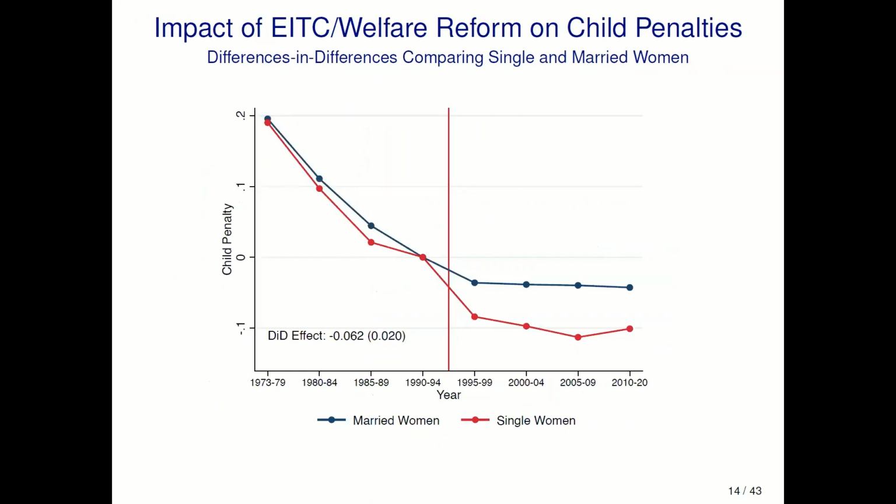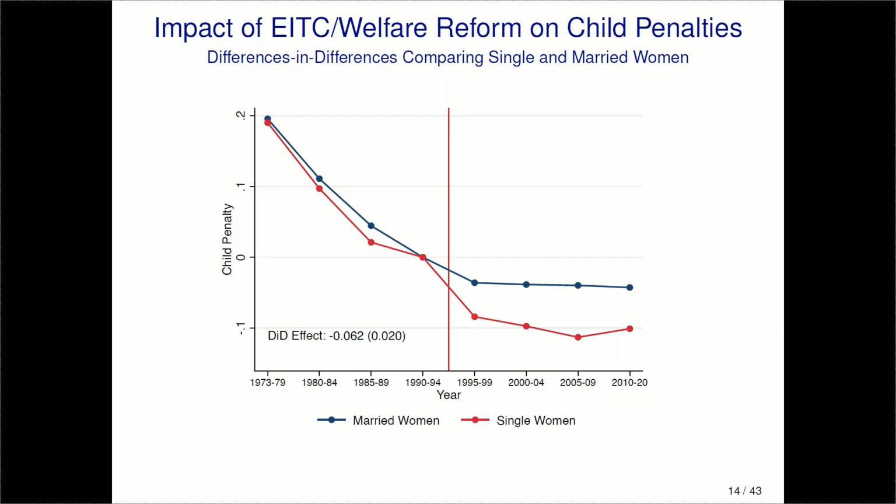So this shows the child penalty over time in the US in these 5-year intervals. And what you can see is that the child penalty for both single women in red and married women in blue were falling over time through the 70s and the 80s. That's consistent with what I've shown you before. They're reasonably parallel. And then after welfare reform in the 90s, there was a divergence between the two, and the child penalty for single mothers fell by 6-7 percentage points relative to married women.